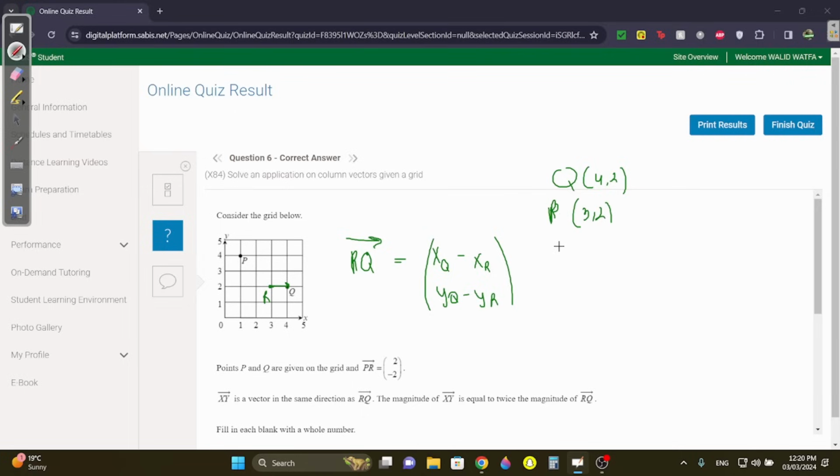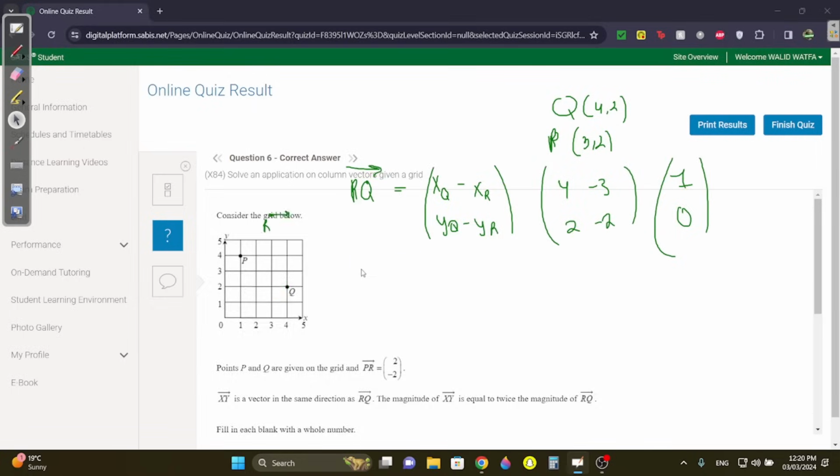So can you solve this? Easily you can solve it. X of q, which is 4, minus x of r, which is 3; y of q, which is 2, minus y of r, which is also 2. You get 1, 0. That's your magnitude. That's your component.